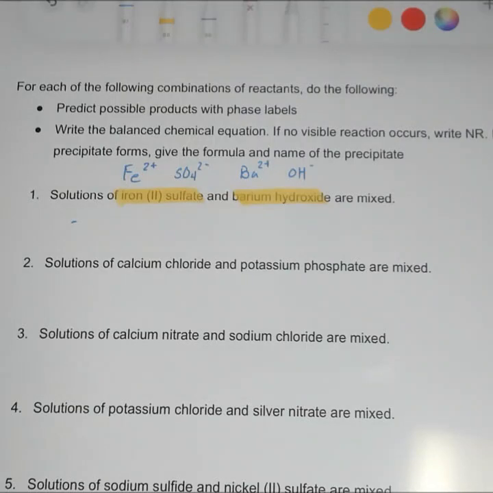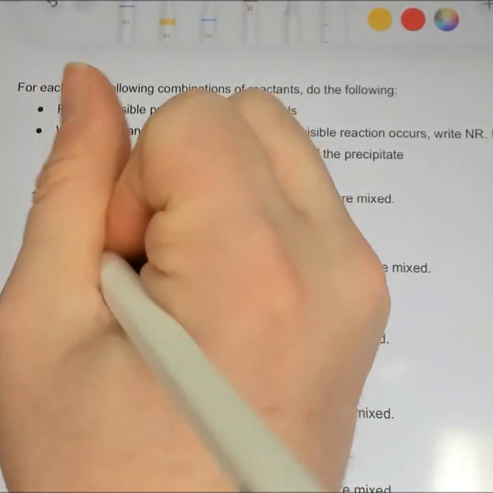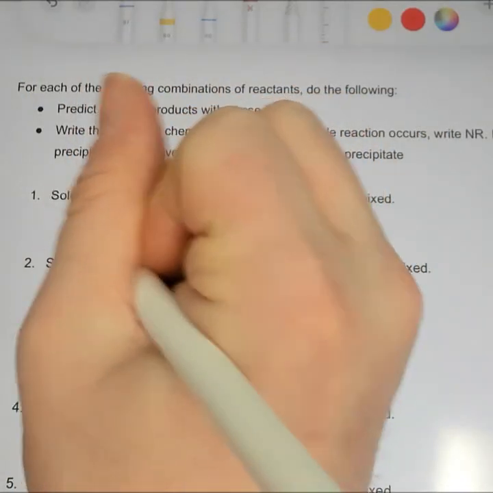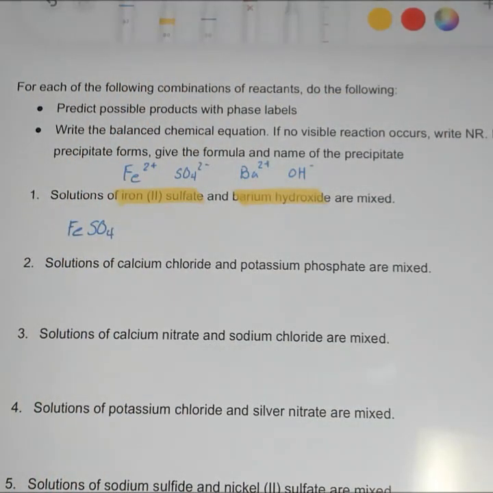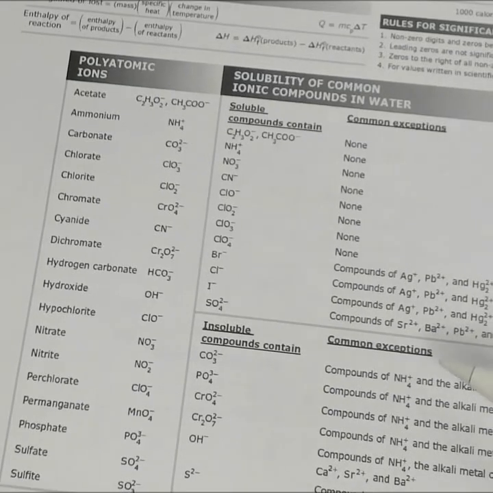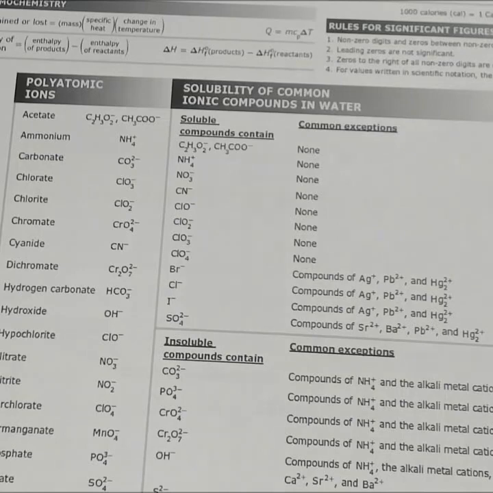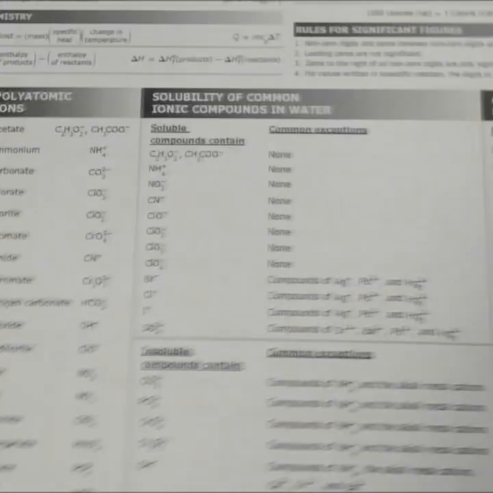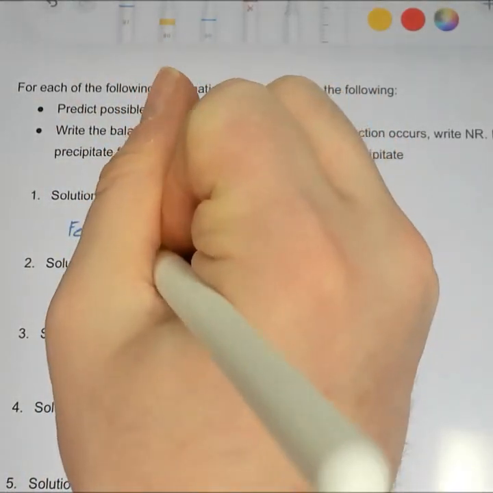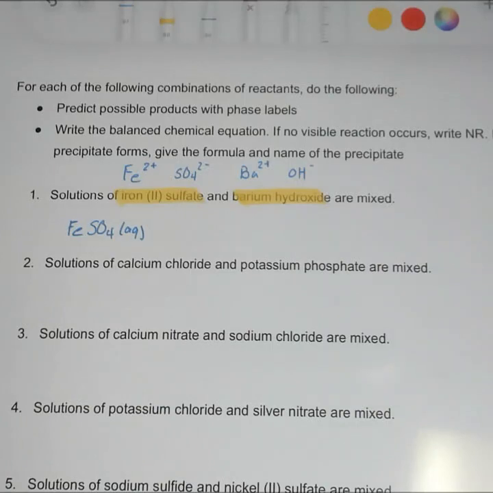So we have our charges. So we have iron, Fe, FeSO4, and again we have to include our solubility rules. So sulfates are soluble except when we have compounds of Sr, Ba, Pb, or Hg. We have iron sulfate, so that is not one of our exceptions, so it's going to be aqueous. So soluble means it's going to be aqueous.